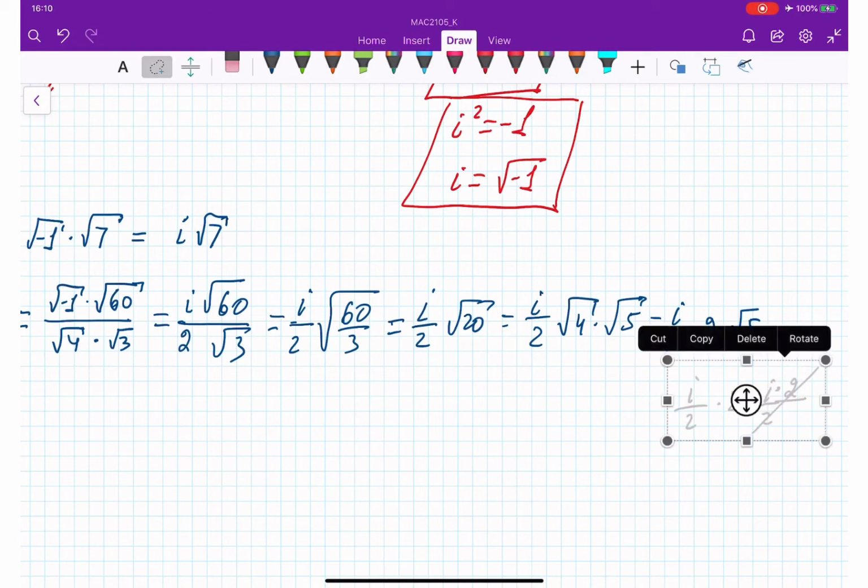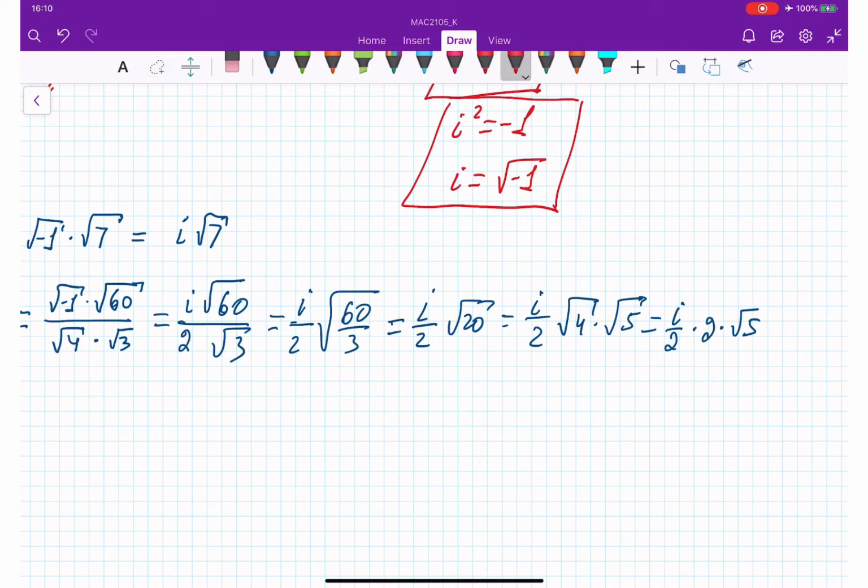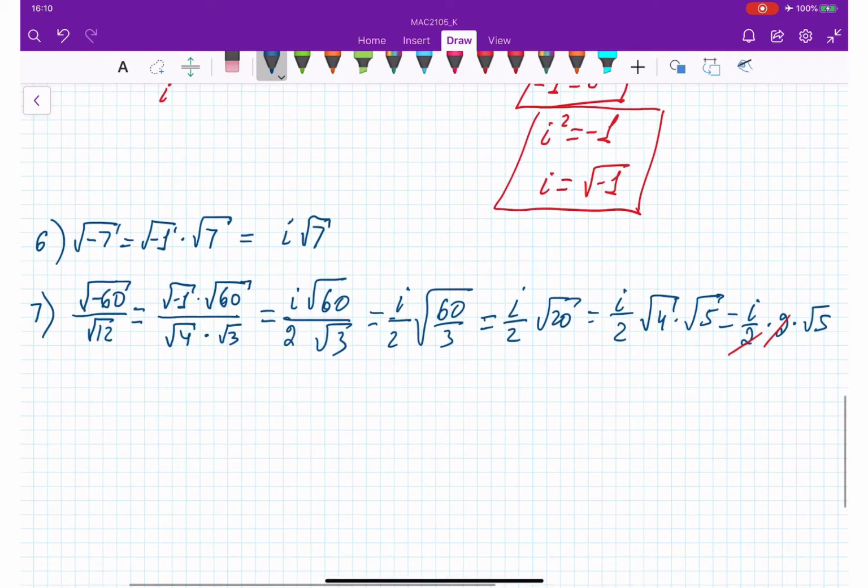Okay. So this is going to be cancelled, this with this. And we are going to have i square root of 5. Let me open here: it is equal to i over 2 times 2. That's where it will go if you multiply. And we will get square root of 5. So these 2 and 2 will be gone, and we are going to get i square root of 5.